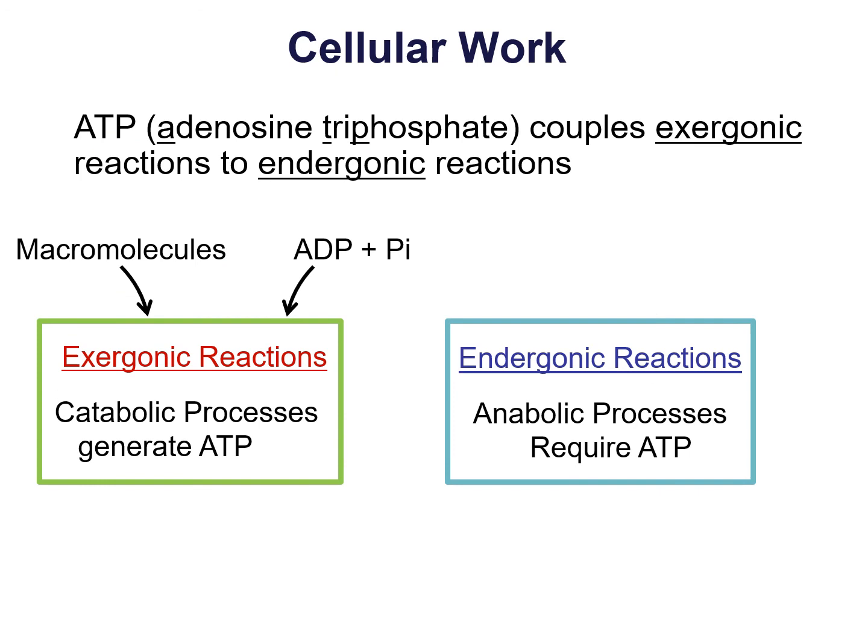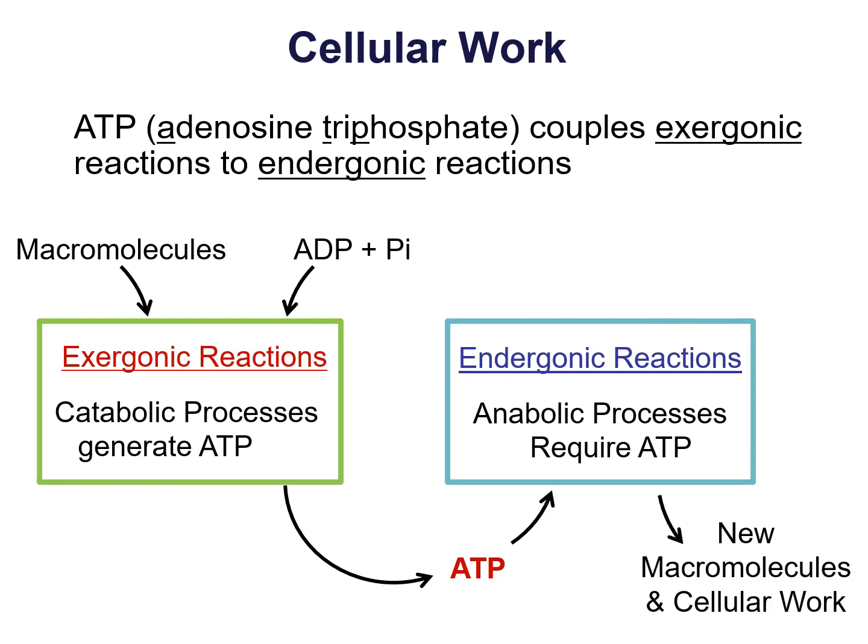ATP and ADP link exergonic reactions and endergonic reactions within the cell. So we have exergonic reactions that release energy from your food, for instance. And that energy is used to link ADP with inorganic phosphate to make ATP. And now we've stored a bit of energy. And that energy can be used right away in an endergonic reaction that requires energy.